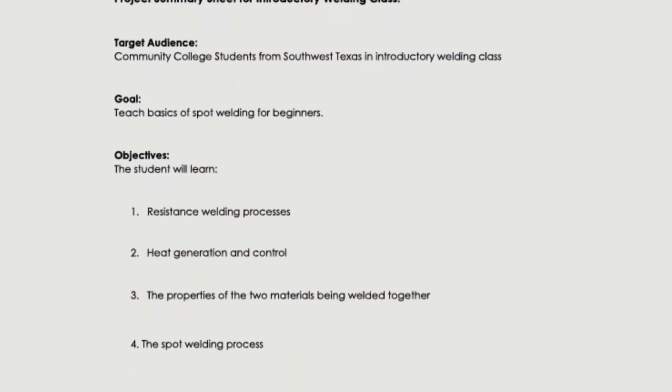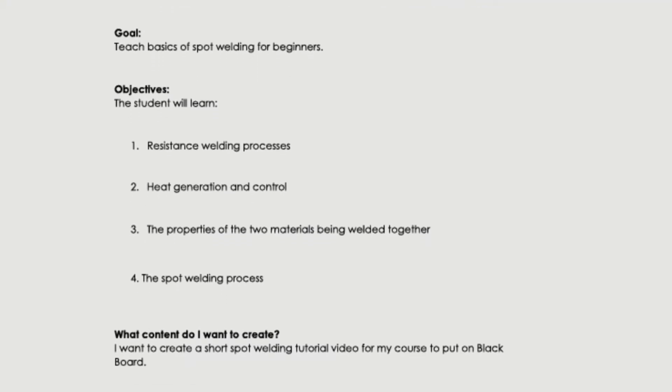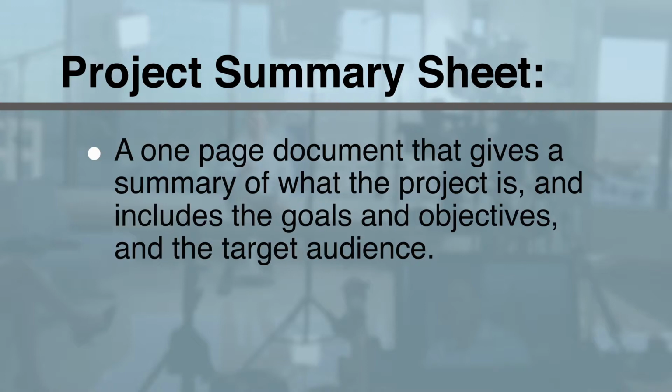A helpful tool is having a project summary sheet that can be shared with project collaborators. A project summary sheet is a 1-page document that gives a summary of what the project is and includes the goals and objectives and the target audience. Addressing the next 3 steps, dissemination, evaluation, and archiving, during this early stage of pre-production may seem counterintuitive, but it's important to consider these components now rather than later.